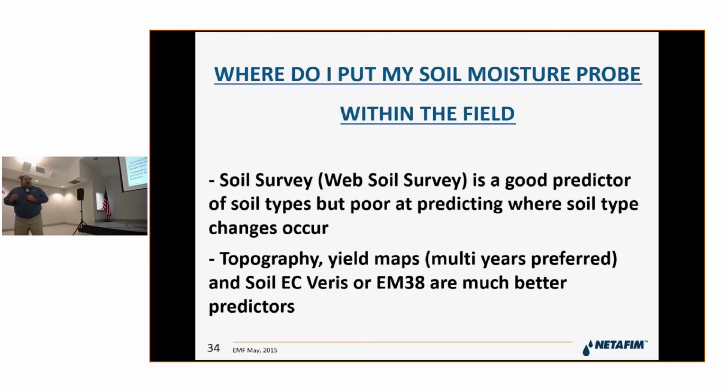Even better is soil EC, or a Veris machine, or an EM38, which is similar to the Veris. The Veris goes in the soil with discs that measure. The EM38 floats over top of the ground, but they both essentially predict the water holding capacity of the soil. So what does that all mean?